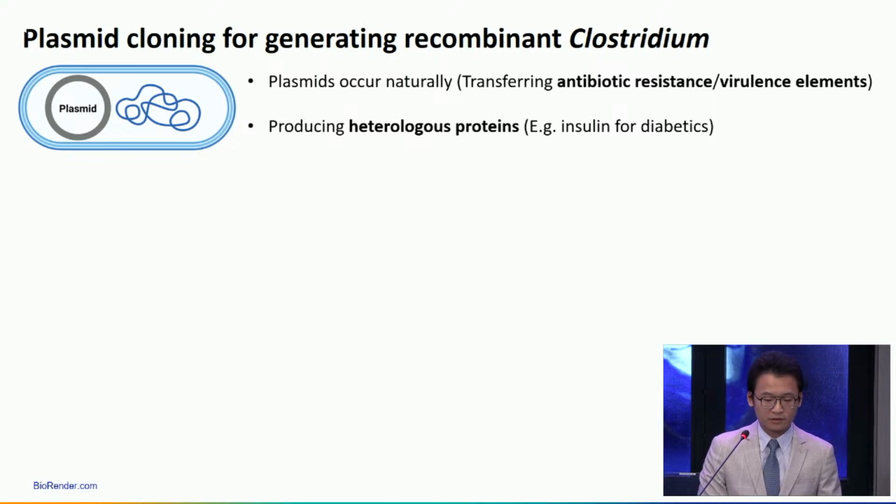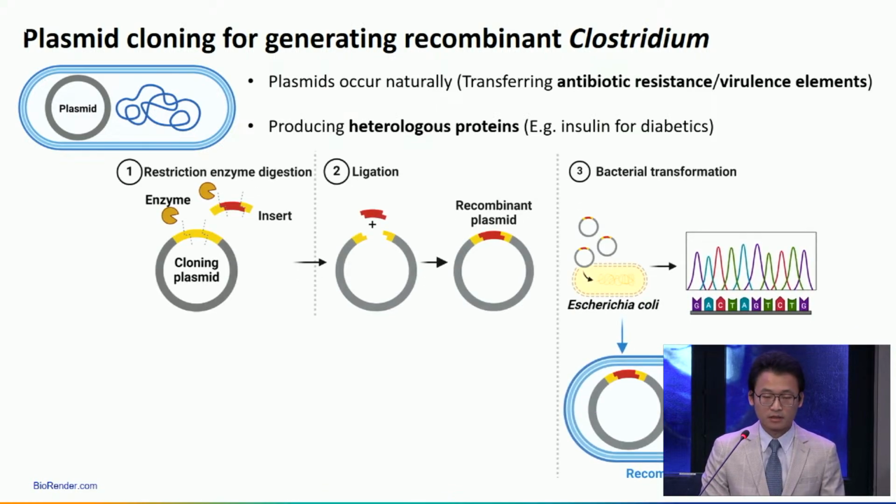As shown in this figure about the cloning process, by cutting and pasting, DNA for drug production can be inserted into a cloning plasmid, resulting in a recombinant plasmid. The plasmid would be transferred into E. coli cloning strains for further DNA sequencing. Then, the verified recombinant plasmid would be further transferred into Clostridium, resulting in recombinant Clostridium producing drugs.